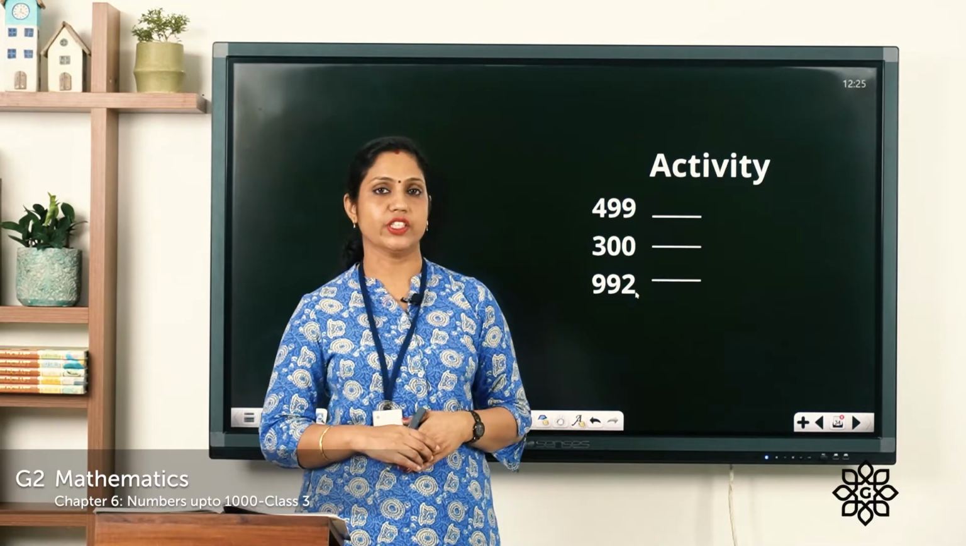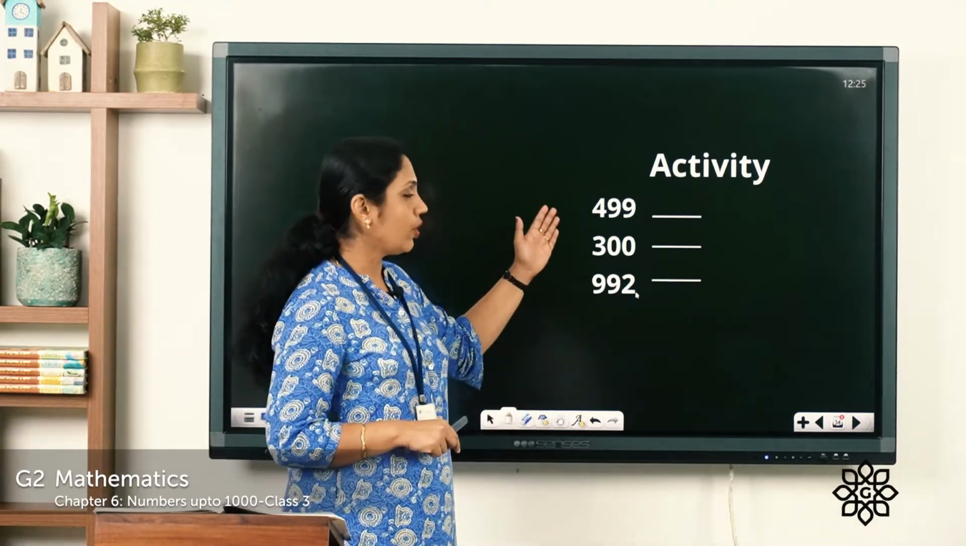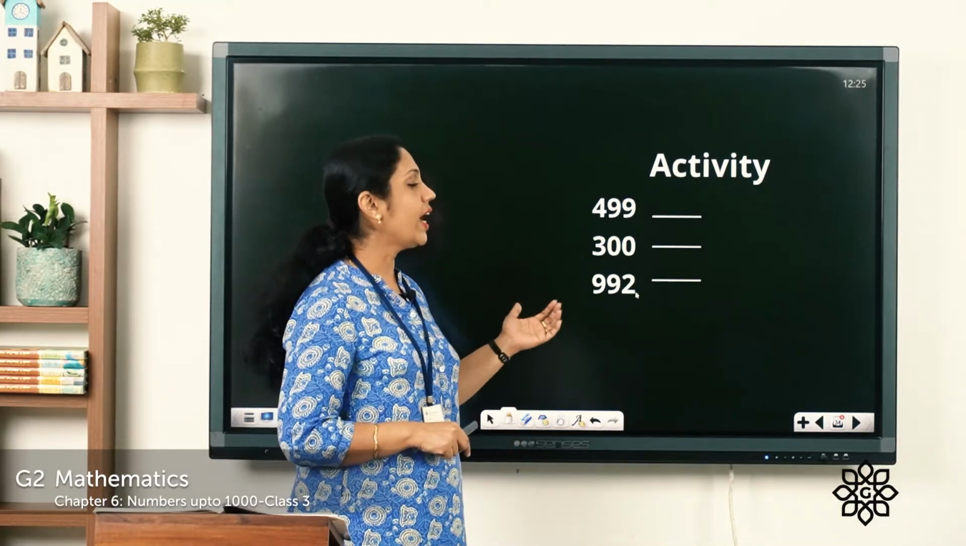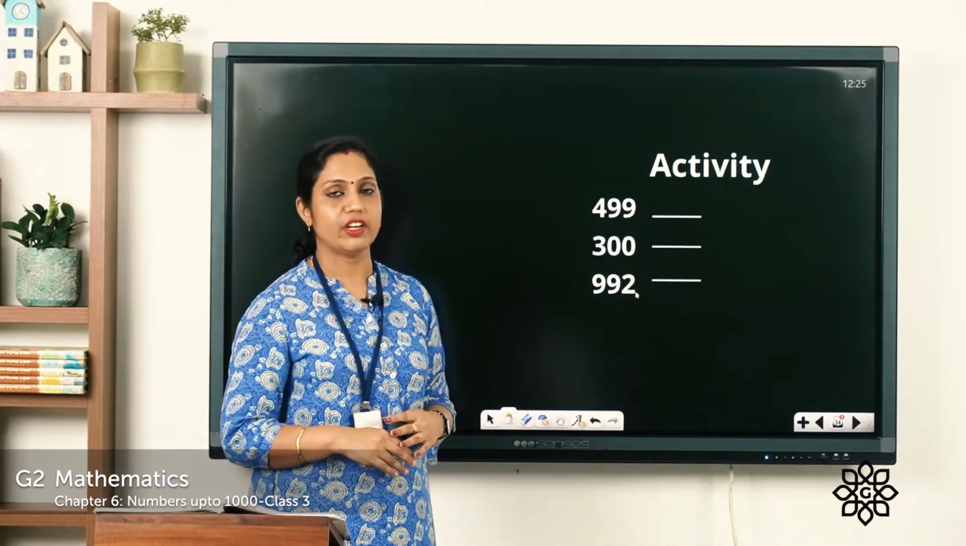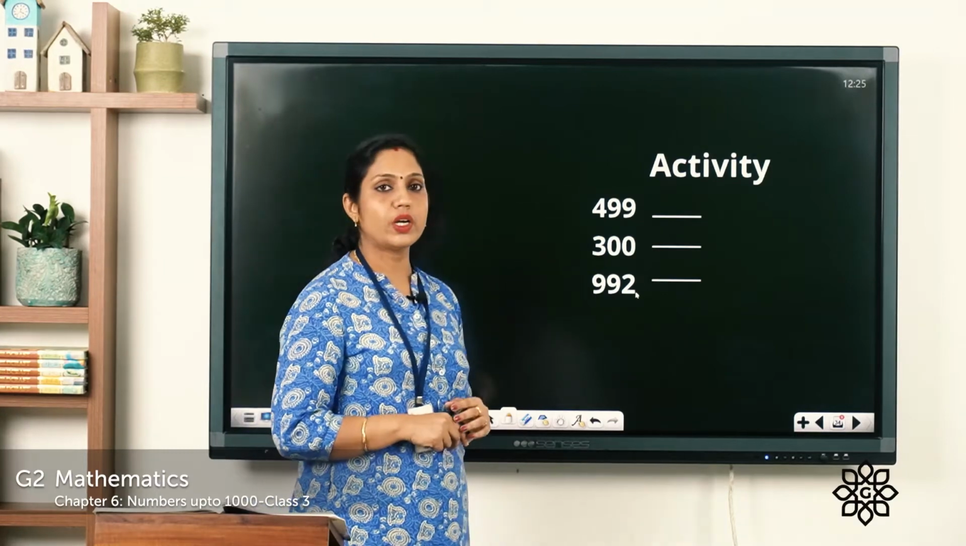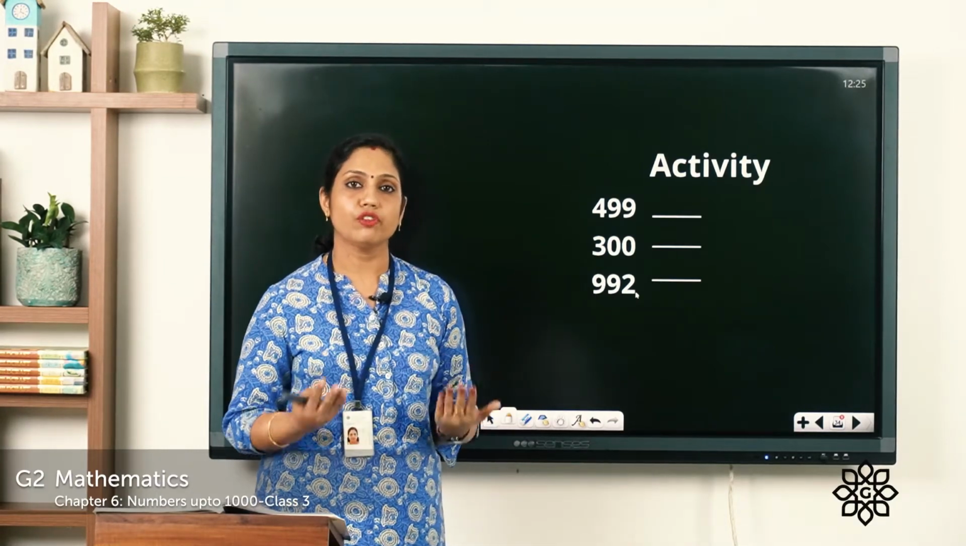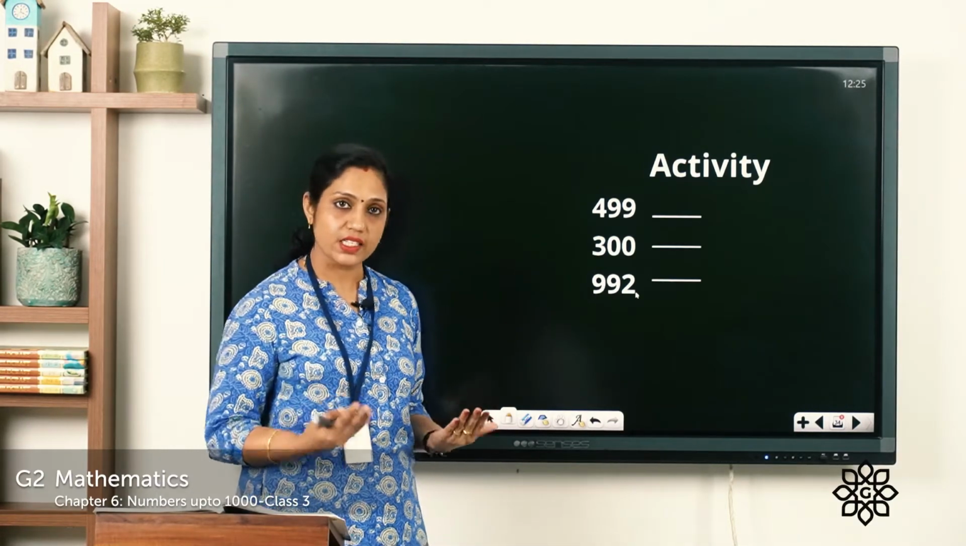Now let's do an activity. Here the numbers are 499, 300 and 992. We have to find out the number which comes after these given numbers. So let's check the first one, 499. After 499, what is the number? It is 500.